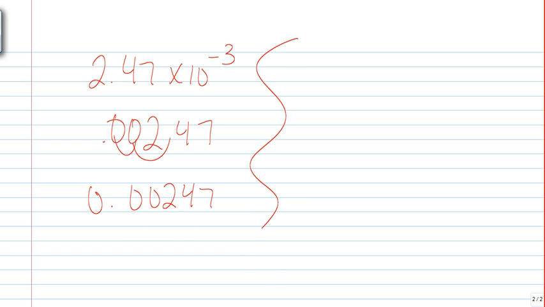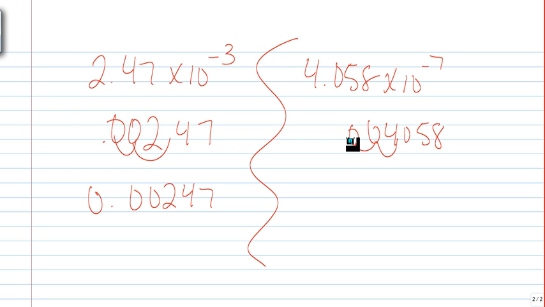Okay, let's try one more. 4.058 times 10 to the negative 7. Okay, so once again, we're going to move 7 spaces to the left in front of that 4. So we'll write out the number. And let's go 7 spaces. 1, 2, 3, 4, 5, 6, and 7. Okay, so let's double check that. 1, 2, 3, 4, 5, 6, and 7. I'll rewrite the number so it looks better. So we have 1, 2, 3, 4, 5, 6 zeros, and then our 4058 number.